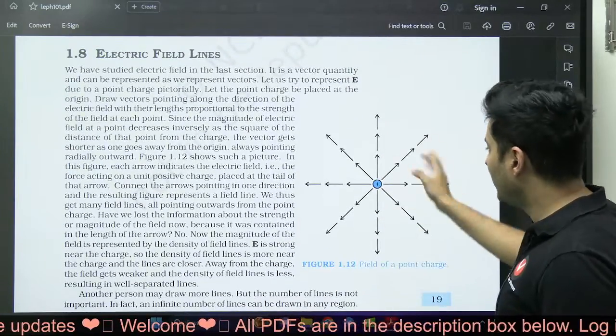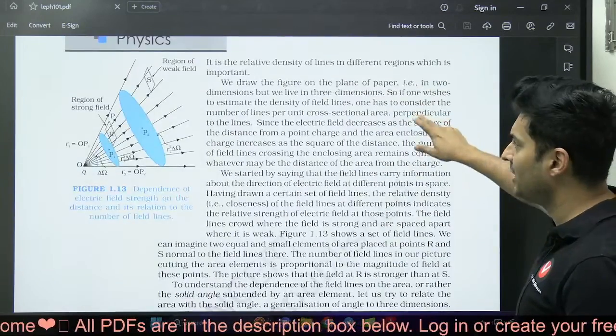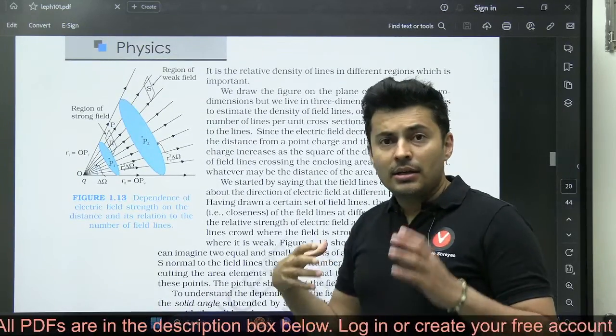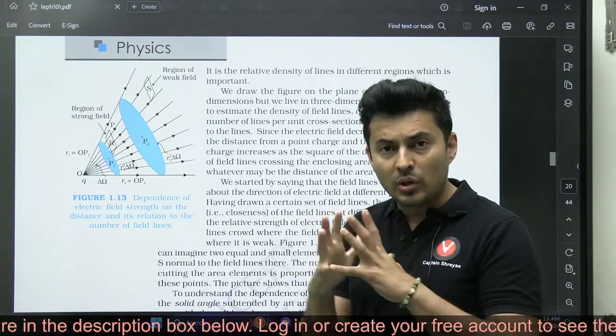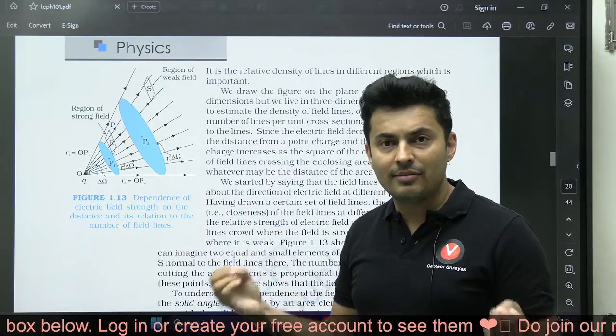Quickly to electric field lines. I just told you about it. Due to a positive charge, it is outwards. Due to a negative charge, it is inwards. And the field lines come close when the field is stronger. They go away from each other when it is very, very weak.